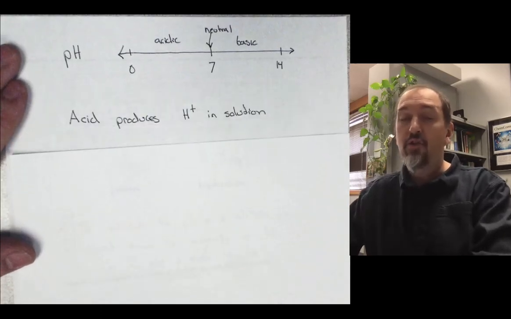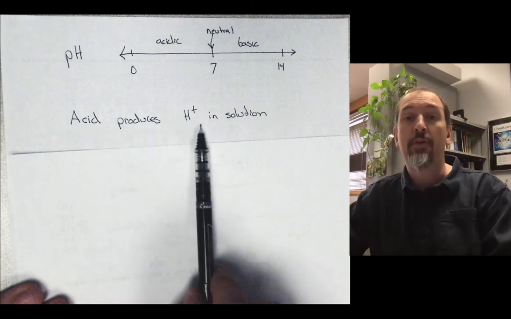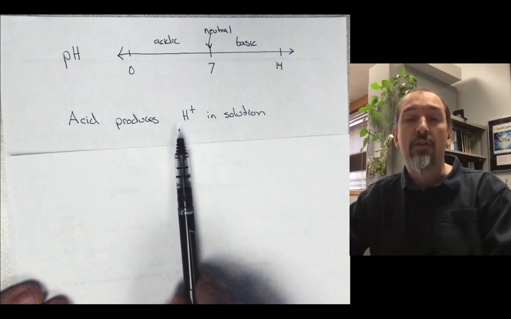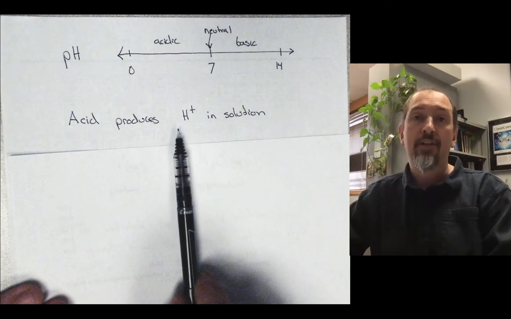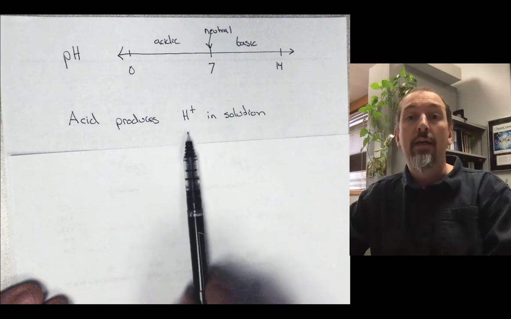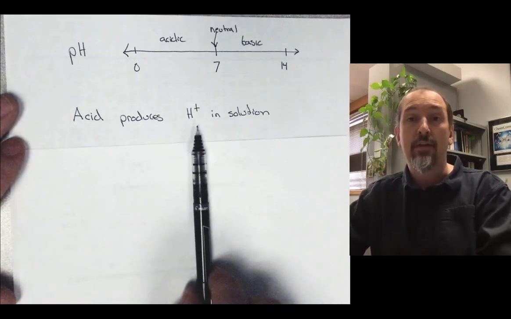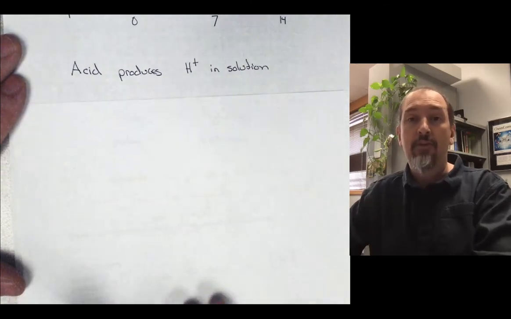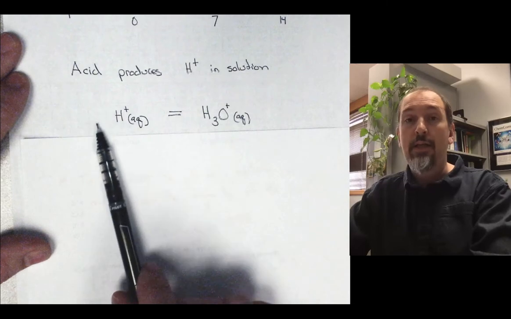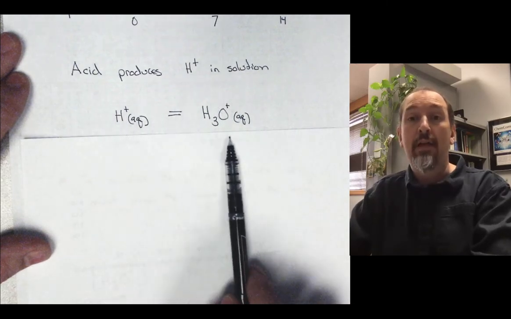Just really brief, the most basic definition of an acid is something that produces H plus in solution. That's the Arrhenius definition. The Bronsted-Lowry definition focuses on transfer of protons, but either way, an acid will produce H plus in solution. Now, another thing that can be confusing about acids is that in solution, H plus is actually present in the form of H3O plus.